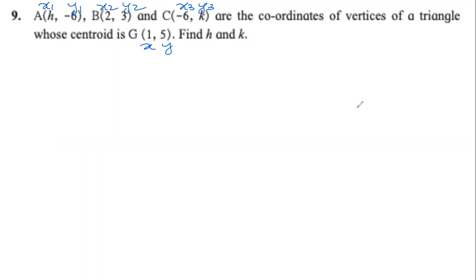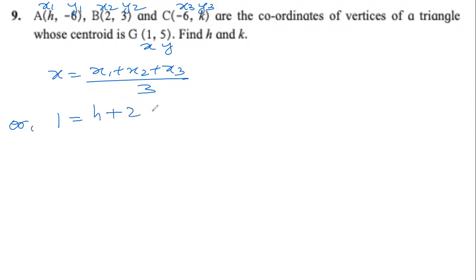Once again, we will have two equations, I think. Now you tell me from the beginning. If I write x equals x1 plus x2 plus x3 by 3, what will it become? Start. 1. Is it 1? Yes, 1. Correct. 1 equals h plus 2 plus (minus 6), upon 3.